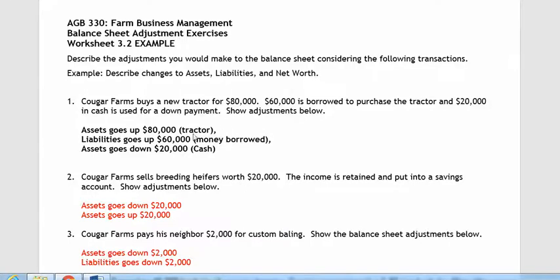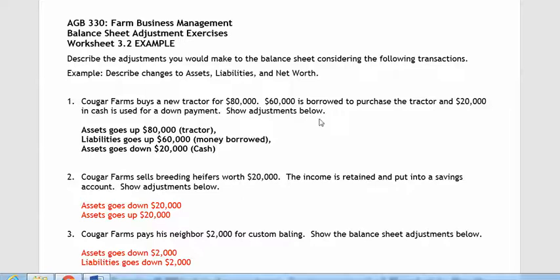Assets go up 80,000. Why? We have a new tractor. That's an asset. We now have it. We did not have it before. And so assets go up 80,000. That would be an adjustment on the left-hand side of our balance sheet, up 80,000.